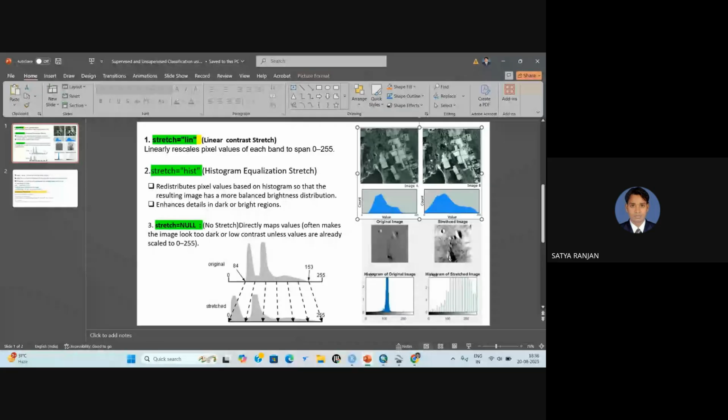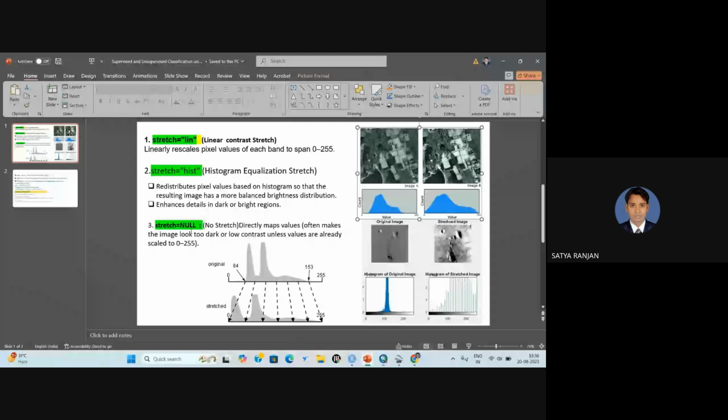Clarity to the satellite image. Likewise, we can also give the code stretch is equal to hist, that is histogram. So this is the image. After giving the histogram equalization, it looks like this.